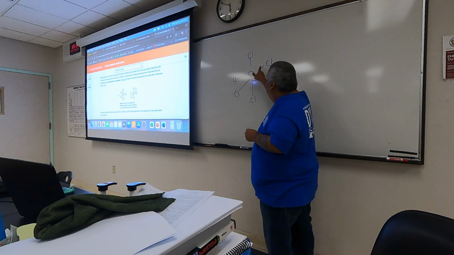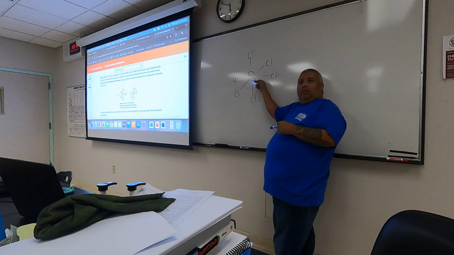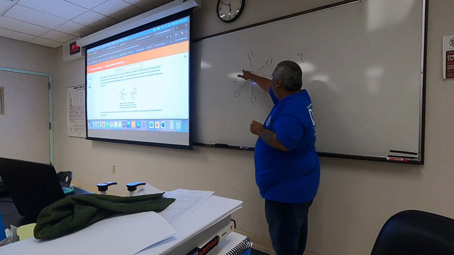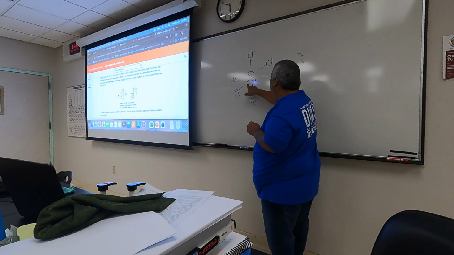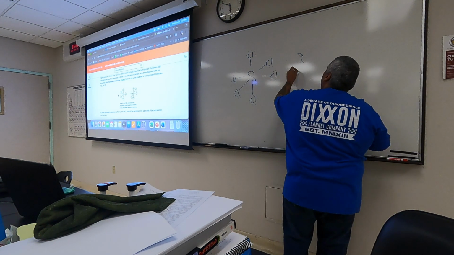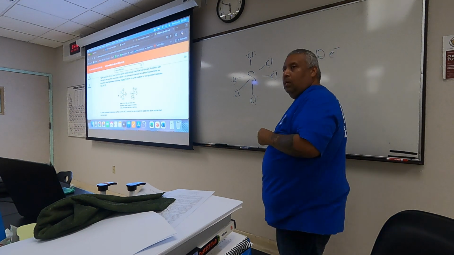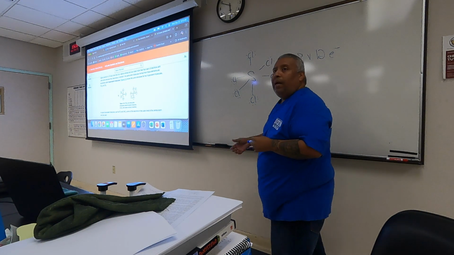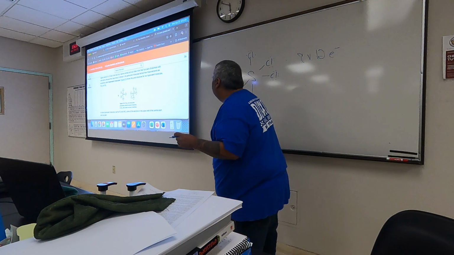Sulfur has how many electrons here, right? If we're looking for the octet rule, 8 electrons, 2, 4, 6, 8, versus 2, 4, 6, 8, 10, 12. So 8 versus 12 electrons. These are what we call hypervalent. Sulfur.